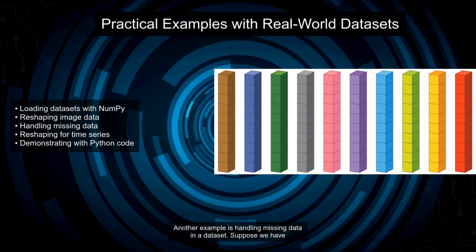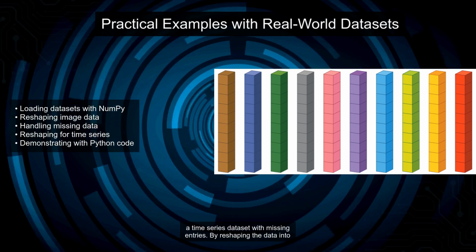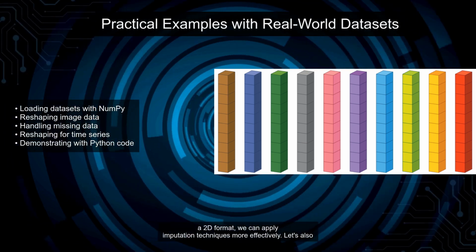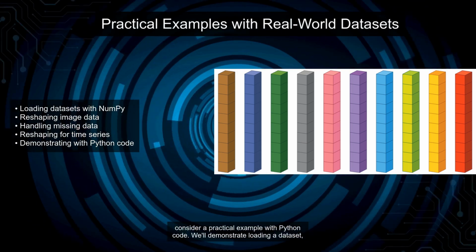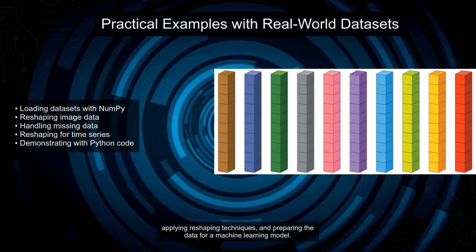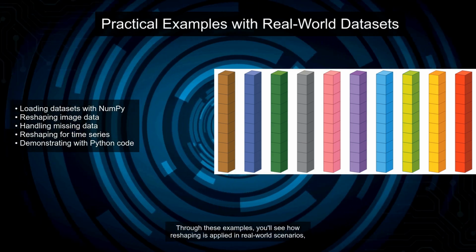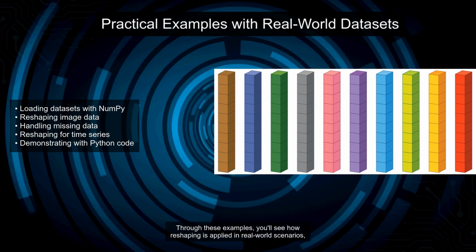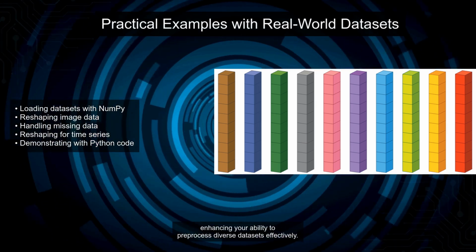Another example is handling missing data in a dataset. Suppose we have a time series dataset with missing entries. By reshaping the data into a 2D format, we can apply imputation techniques more effectively. Let's also consider a practical example with Python code. We'll demonstrate loading a dataset, applying reshaping techniques, and preparing the data for a machine learning model. Through these examples, you'll see how reshaping is applied in real-world scenarios, enhancing your ability to preprocess diverse datasets effectively.